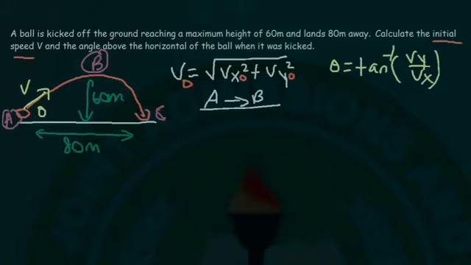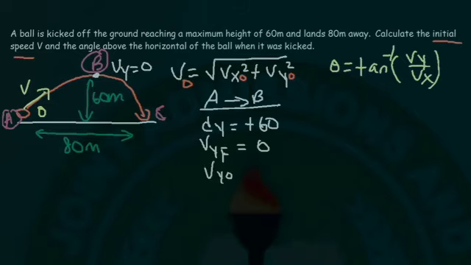We know the vertical displacement between A and B. dy is positive 60. As we go up from A to B, we travel up 60 meters in the y direction. We also know what vy final is. At point B, the final position, vy is basically 0. It's always 0 at the top here. Not vx, but vy.